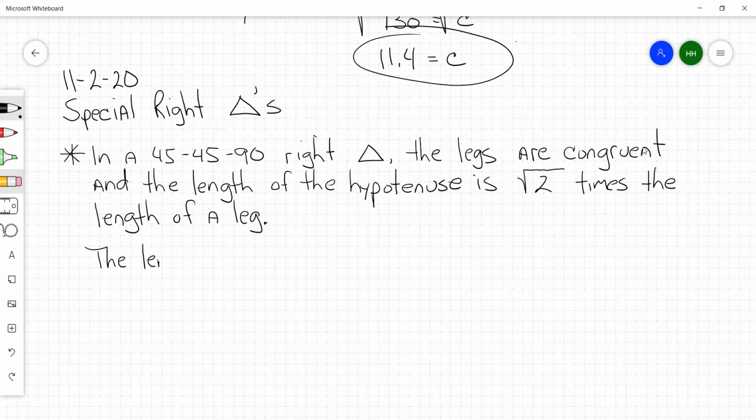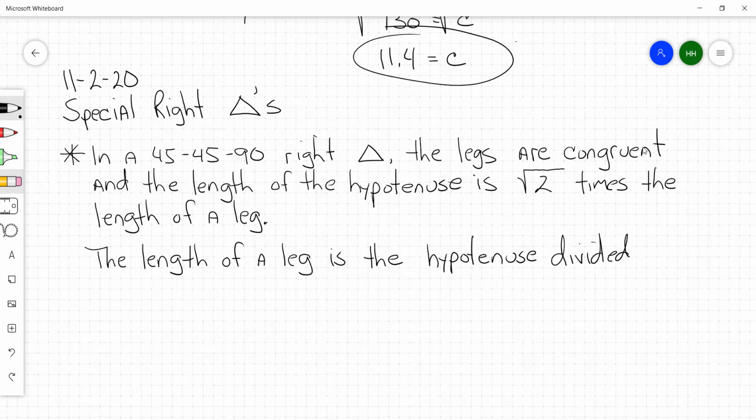The length of a leg is the hypotenuse divided by square root of 2.